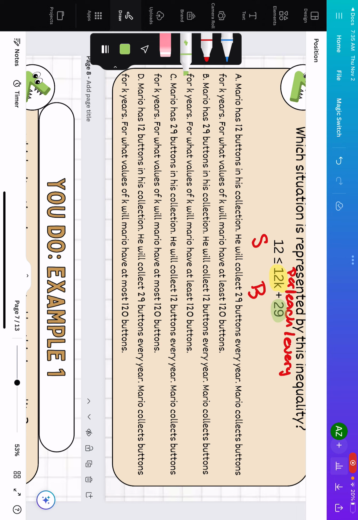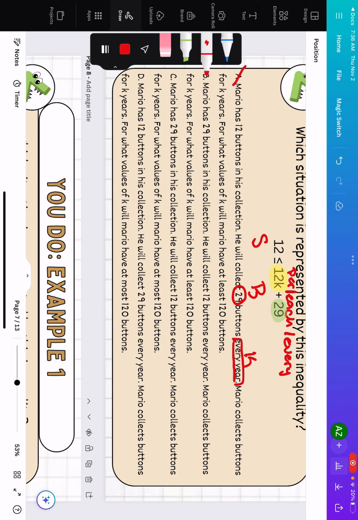The first one says, Mario has 12 buttons in his collection. He will collect 24 buttons every year. Mario collects buttons for X years. For what value of K will Mario have at least 120 buttons? So, over here, every year is K. The number that's talking about is 29. We can compare it to our inequality at the top. We can cancel that out.